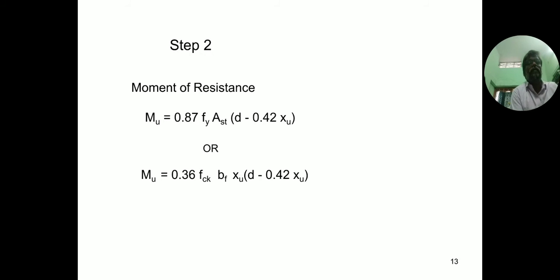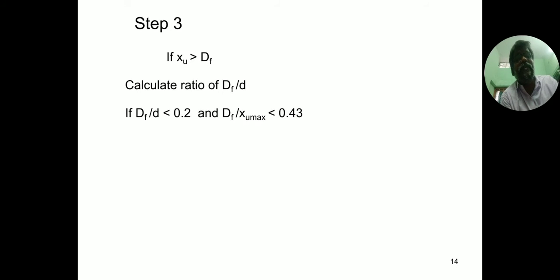Go for the next slide. Step 3: XU is more than DF. Here both flange as well as web are considered. The neutral axis lies in the web. Calculate the ratio DF by d. If DF by d is less than 0.2, or DF by XU max less than 0.43, that is 3 by 7.